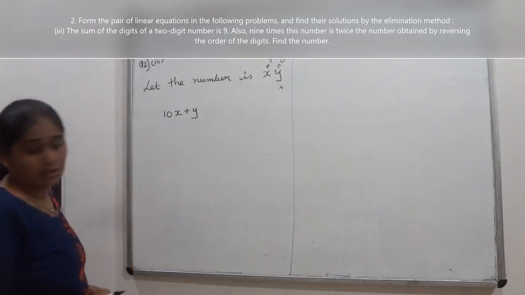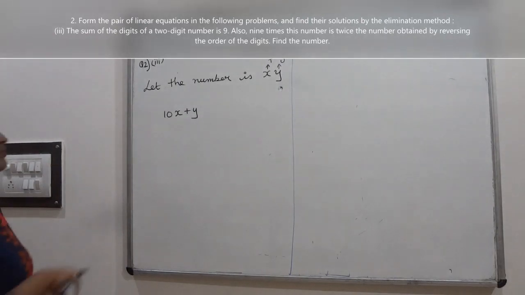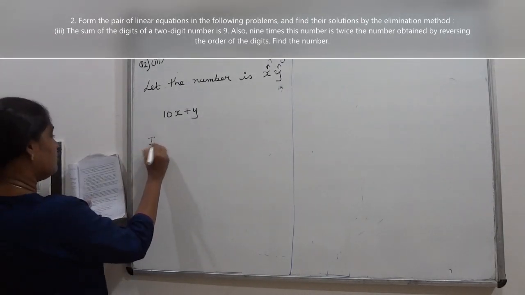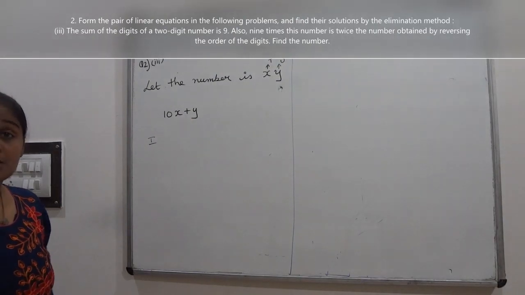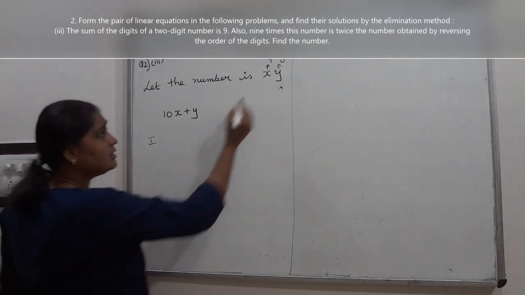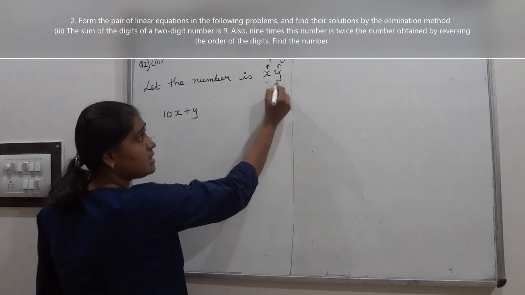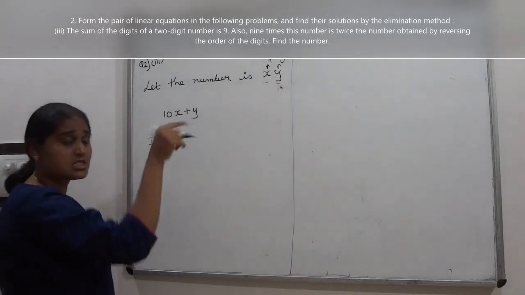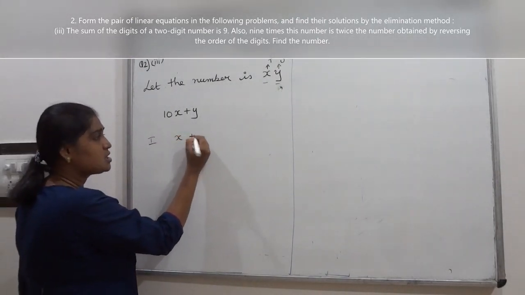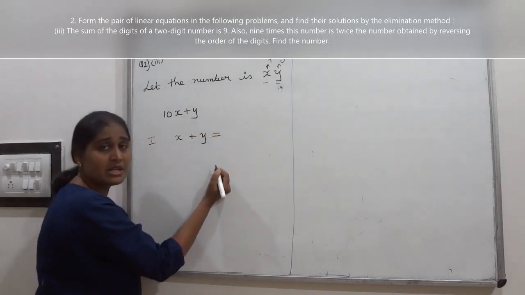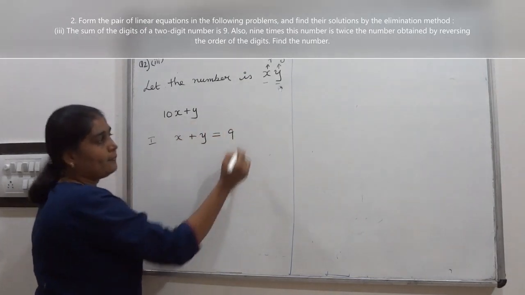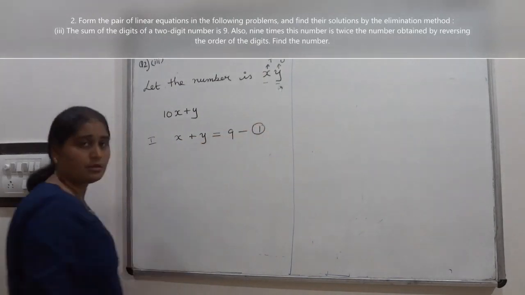According to the question, according to the first statement, you are given the sum of the digits of the two-digit number is 9. What are the digits of this number? X and y. Sum of the digits means x plus y. The sum of the digits of the two-digit number is 9. Is means equal to 9. That is the first equation you have formed.